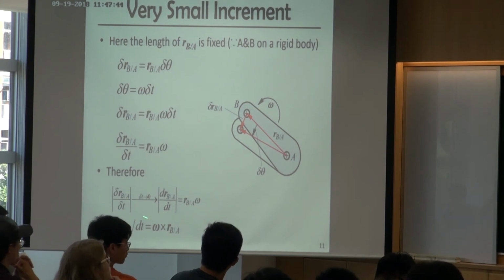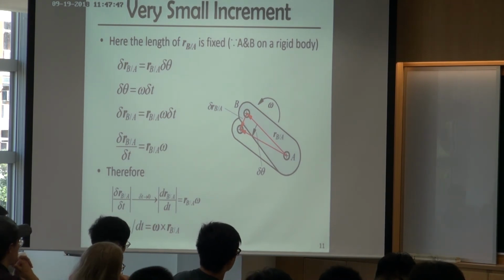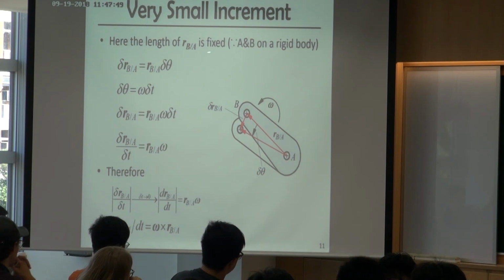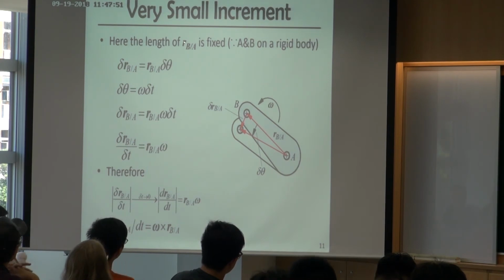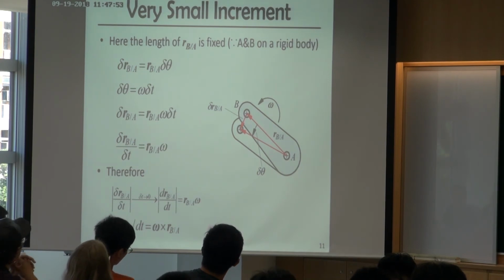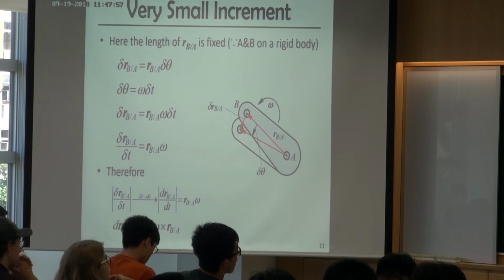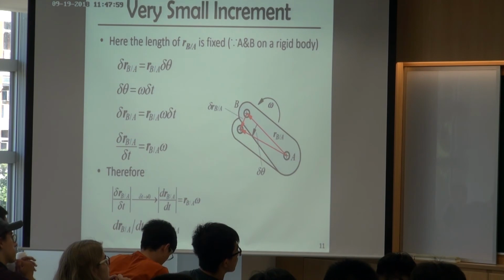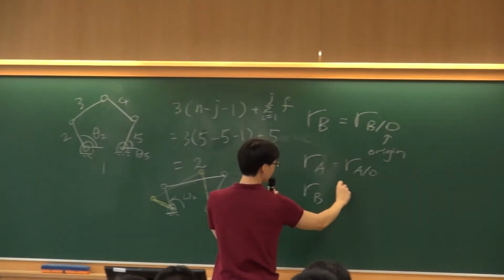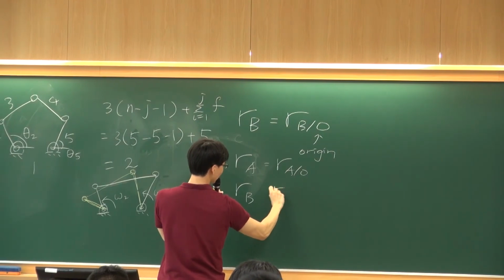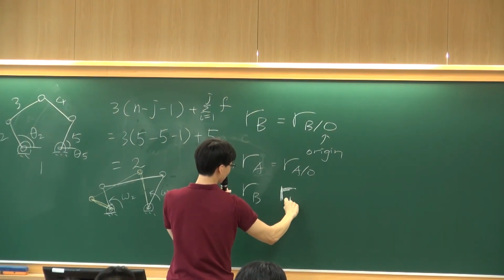So this one is a vector, just for your information. All the bold fonts are vectors. I didn't put a vector sign on top of it. If I write it this way, then it's a scalar. If I make it bold, then it means a vector.